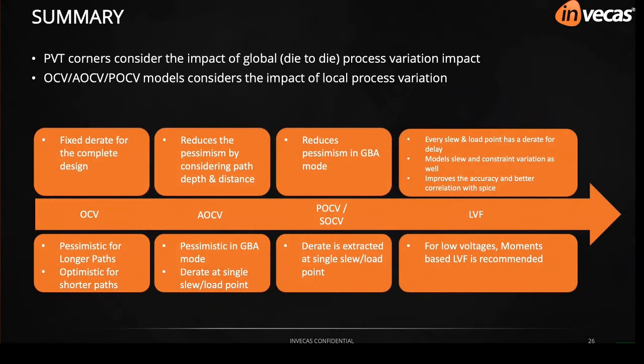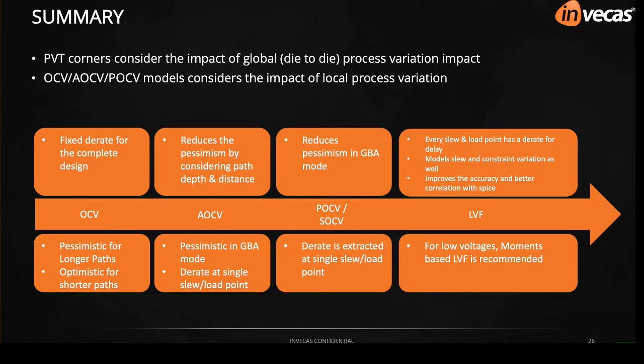As an overall summary, the process variations are divided into global and local, and all the global variations are considered by using PVT corners. Local variations are modeled by using any one of the discussed methodologies. Just to give a summary of all the methodologies we have seen, OCV is a fixed derate which is pessimistic for longer paths and optimistic for shorter paths.